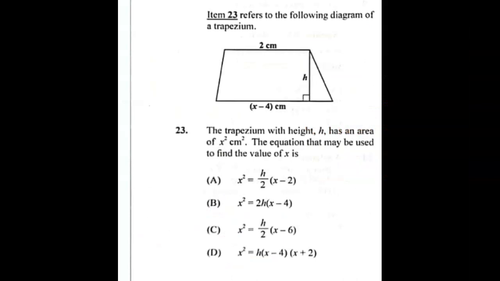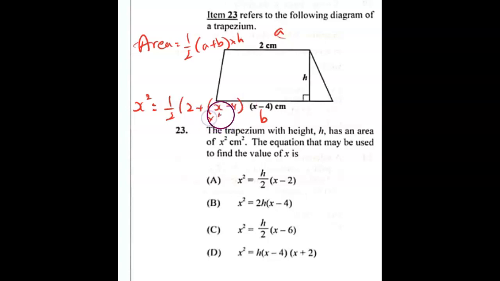Now 23 deals with a trapezium, right? So they give us some measurements here, and they said the area is x squared. So the area of a trapezium we know is a half a plus b by height, where we can call this side here a, the side with 2, this side here b, and the height is h, right? So then I will write x squared is equal to a half of 2 plus x minus 4 multiplied by h, right? Now that will work out to be a half of, what is 2 plus this? That will be 2 minus 4. That will end up being x minus 2 multiplied by h, right? So that actually looks like the answer here, A, right? So I will just say A is my answer.